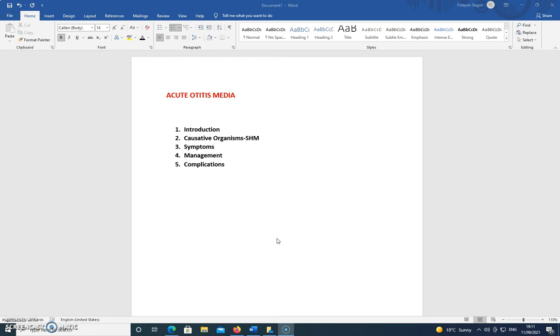Complications of otitis media include perforation of the tympanic membrane, hearing loss, labyrinthitis, mastoiditis, meningitis, brain abscess, and facial nerve paralysis.